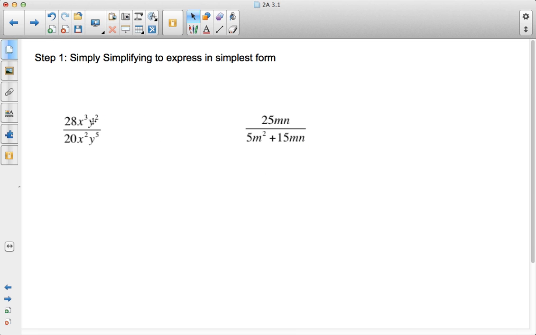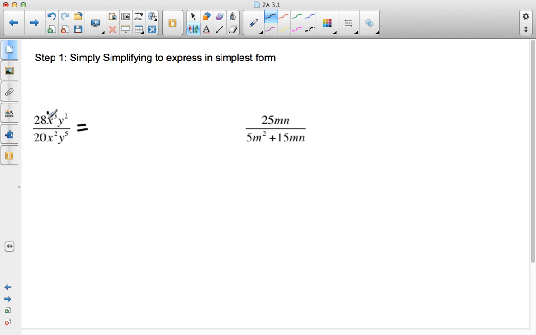Here I have 28x to the third y to the second over 20x to the second y to the fifth. First thing I want to do is try and find the greatest common factor between the two terms. So let's see. If I break it up into coefficients and variables, first I'm looking at 28 and 20. And the greatest common factor between 28 and 20 is 4. So I'm going to factor out a 4 from the numerator and the denominator.